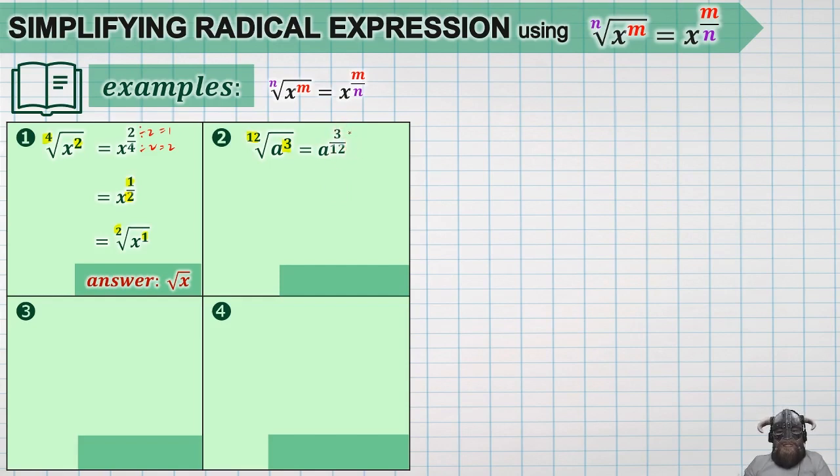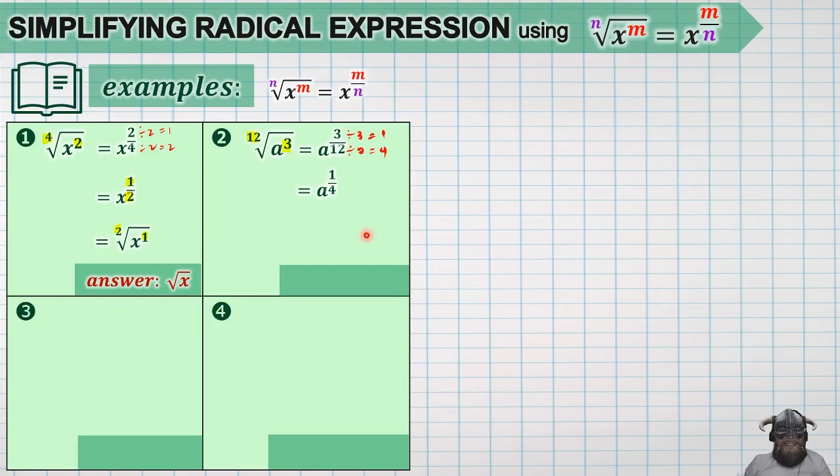So, ang GCF nila ay 3. So, we divide both of them by 3. 3 divided by 3 is 1. 12 divided by 3 is 4. So, our expression will now be a raised to 1 over 4 or 1/4. Yan na yung lowest term ng 3 over 12.